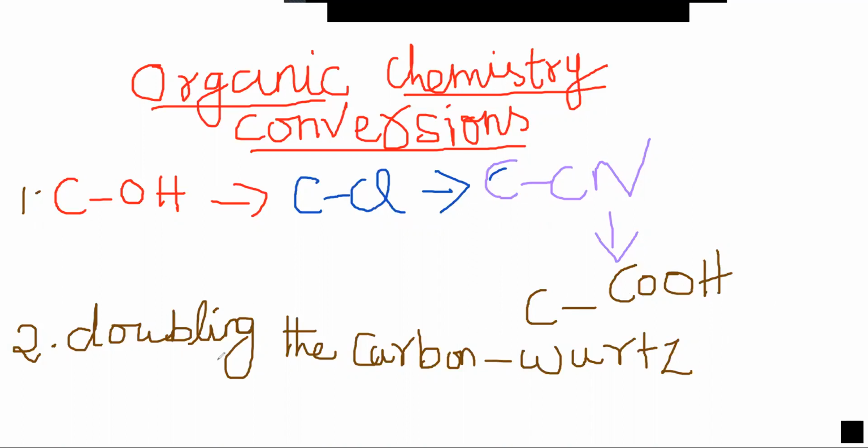And point number 2, doubling the carbon. Suppose on the reactant side you have 2 carbons and on the product side you have 4 carbons, then immediately you have to think of Wurtz reaction. Wurtz reaction is very important for doubling the number of carbon atoms. So these two things you have to remember. Let us do some conversions today.